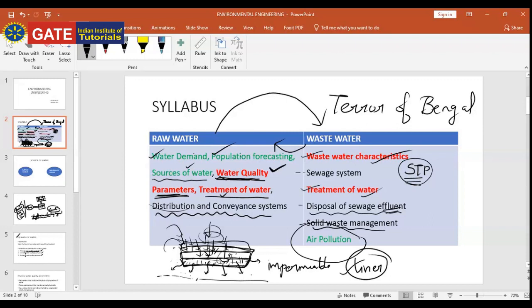Now, after that, there comes another important topic, that is air pollution. What is air pollution? How is air pollution happening? What are the sources of air pollution? What are the sources of air pollutants? What are the impacts of air pollution? How can we control air pollution? These are the things we have to study under the air pollution topic. Got it? So, this is the general idea about the syllabus of environmental engineering.